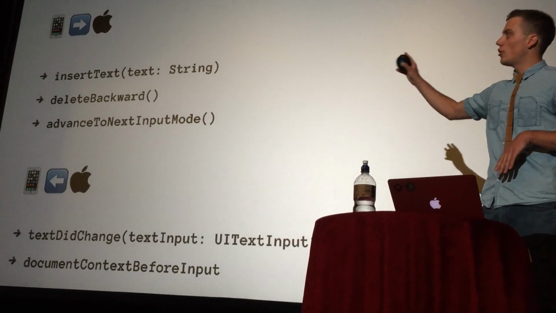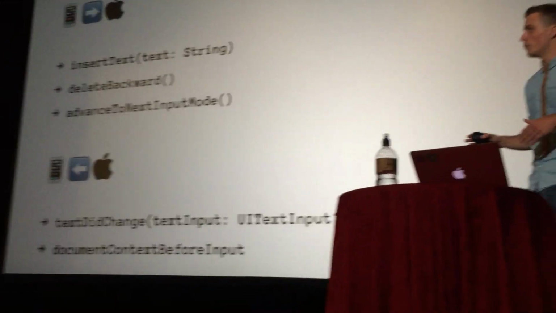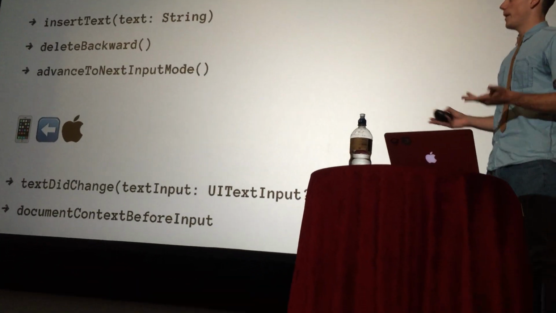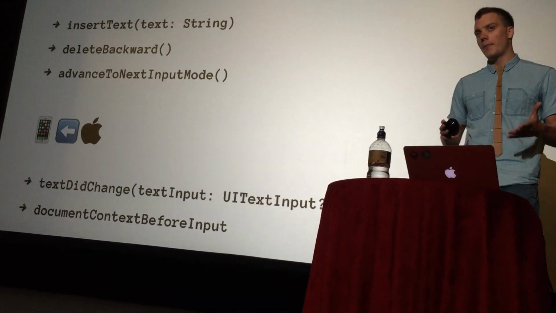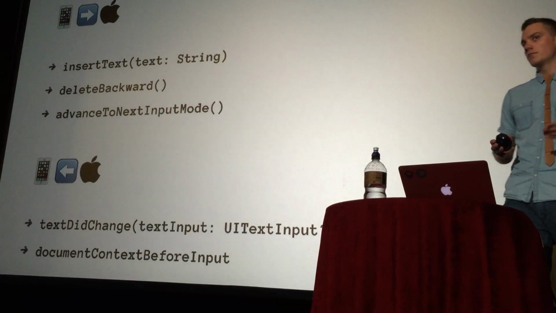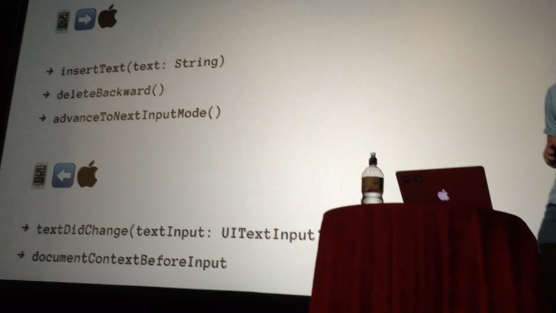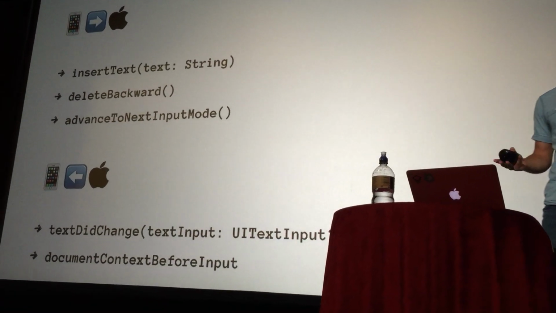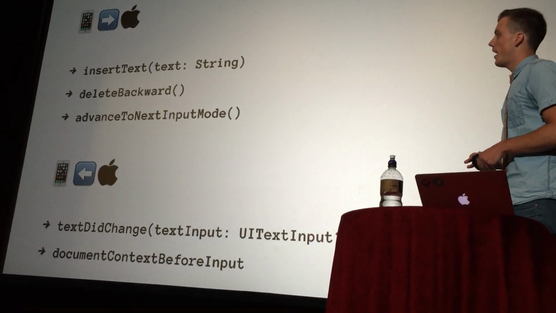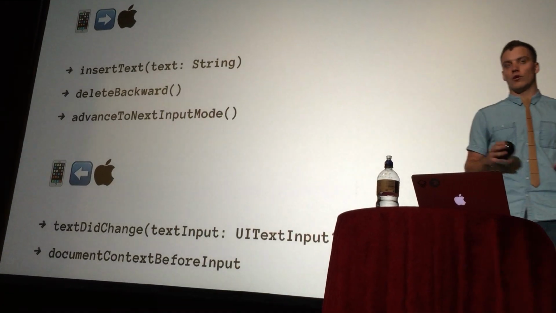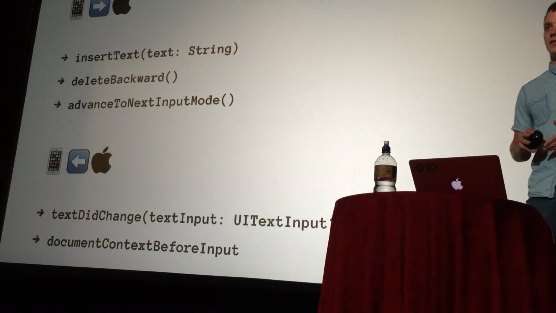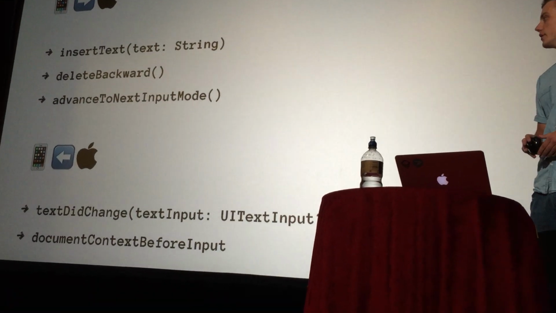The way the keyboard talks to the system, the way you insert text, is by calling insert text and passing the actual string. You can really only pass an attributed string. That's all you can do. Then when you want to delete, you have one call called delete backwards, which deletes one character only. So if you want to delete a word, you need to know how long it is and how many times you have to call this. And then when the user hits your globe key or whatever, you just need to call advance to next input mode, which tells the system that the user wants to see the next keyboard in their list.